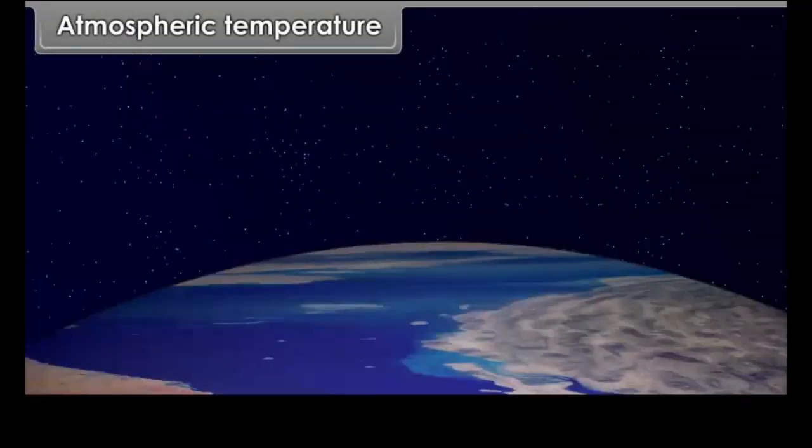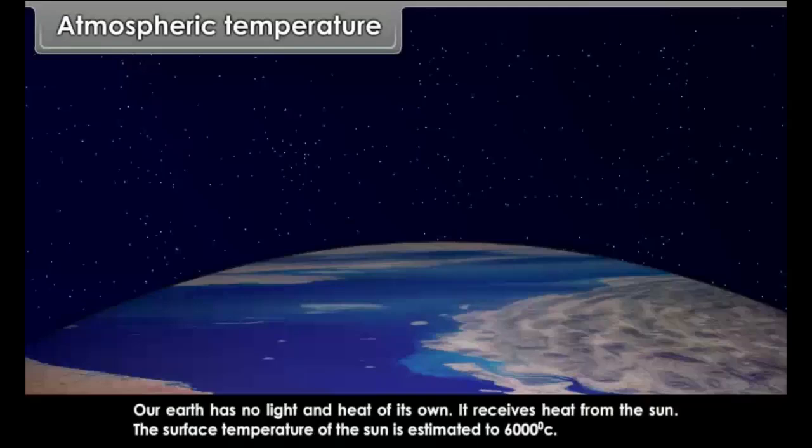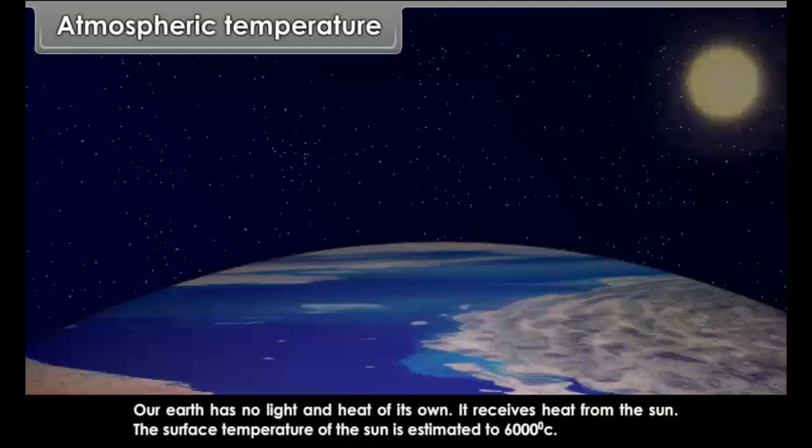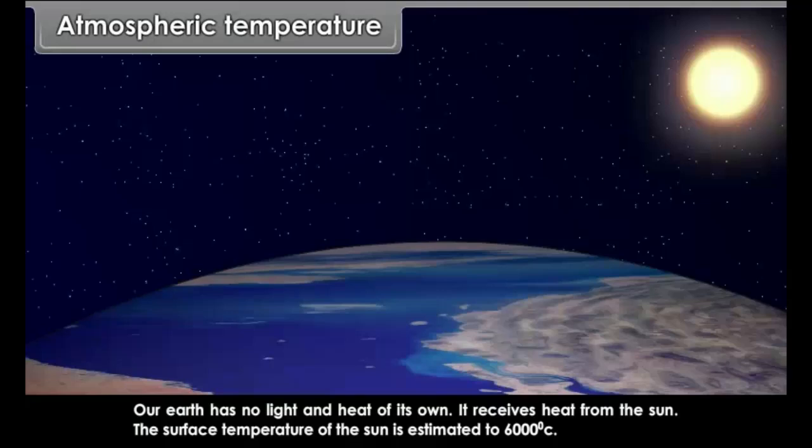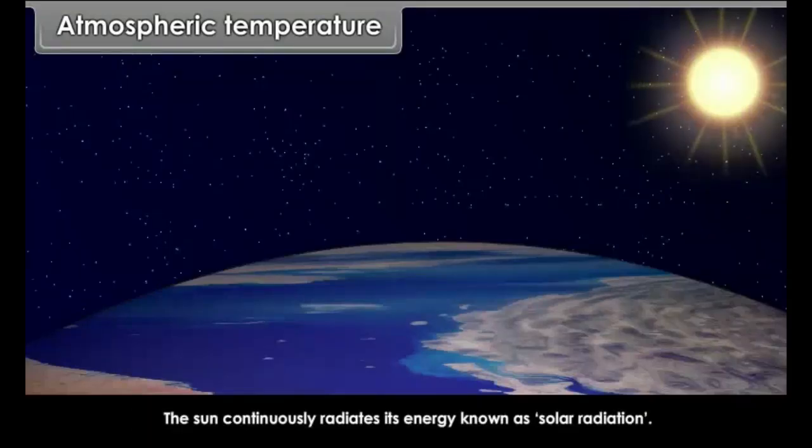Atmospheric temperature. Our Earth has no light and heat of its own. It receives heat from the sun. The surface temperature of the sun is estimated to be 6,000 degrees Celsius. The sun continuously radiates its energy, known as solar radiation.